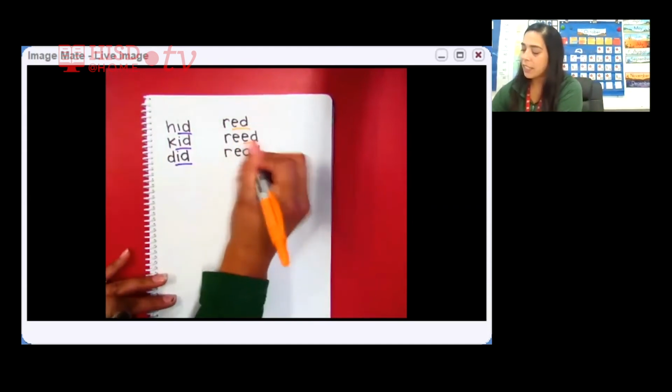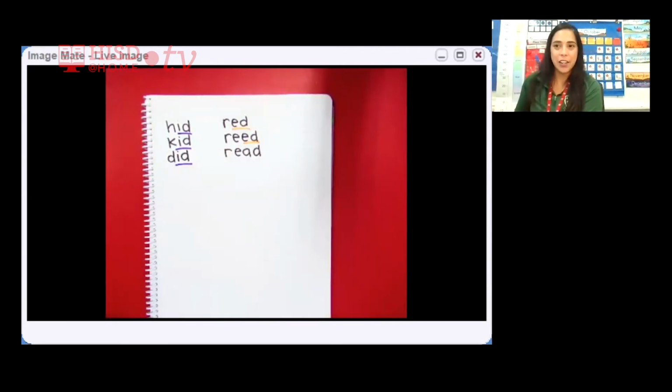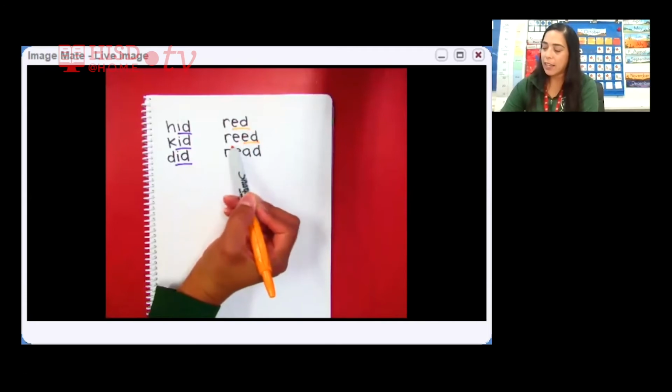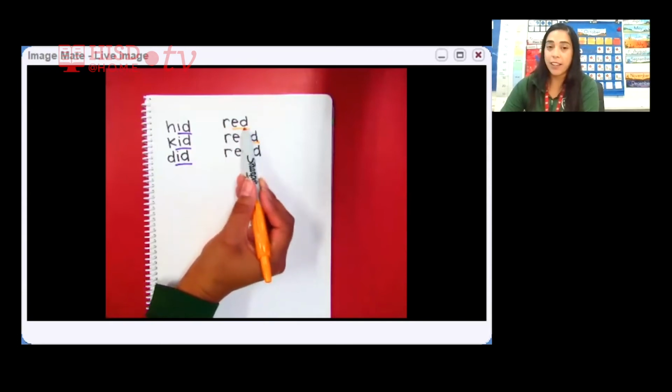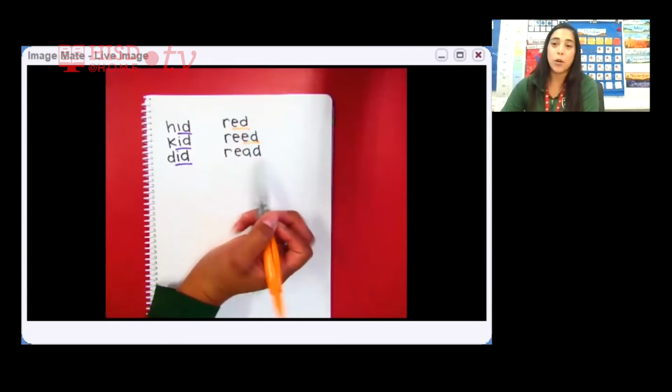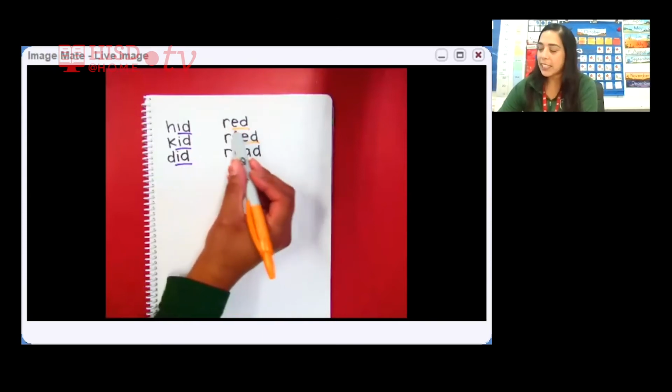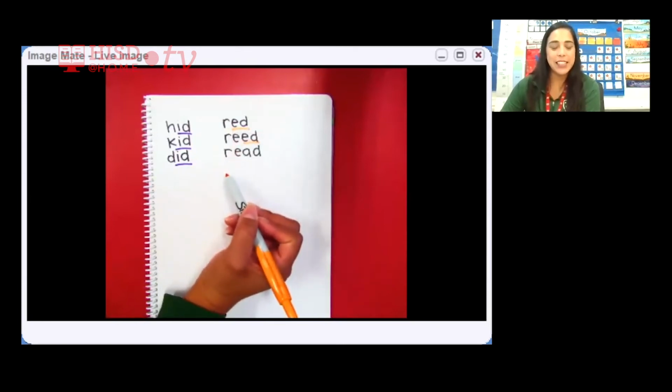Just because they have the same ending letters does not mean they rhyme. Red and read do not rhyme. Even if I spell it this way, this is a different way, this is a different red, not read a book. This is red the color, and this is read or read the book. So many different words, friends. But the point is, just because these two, ED, have the same ending letters, that does not mean they rhyme.